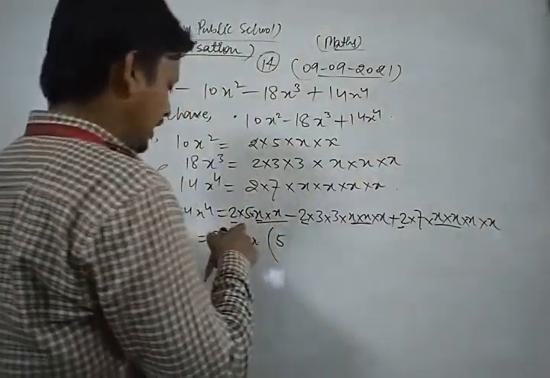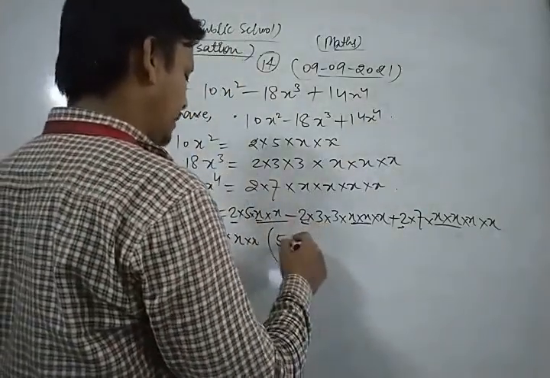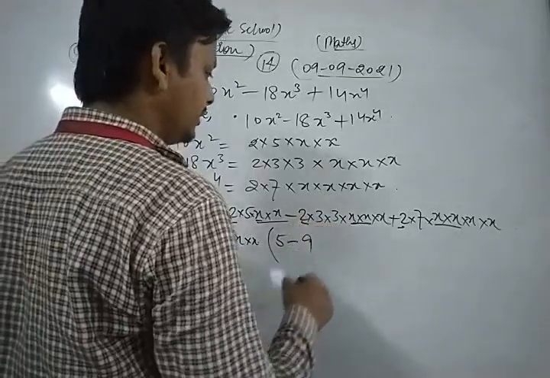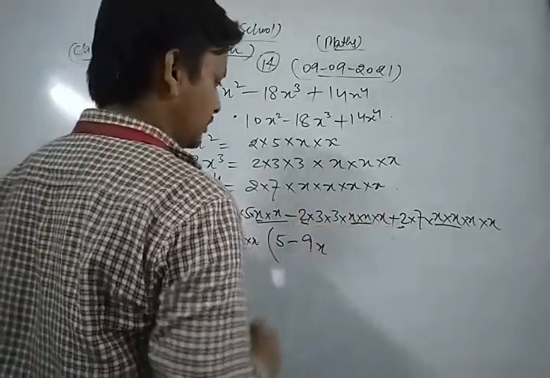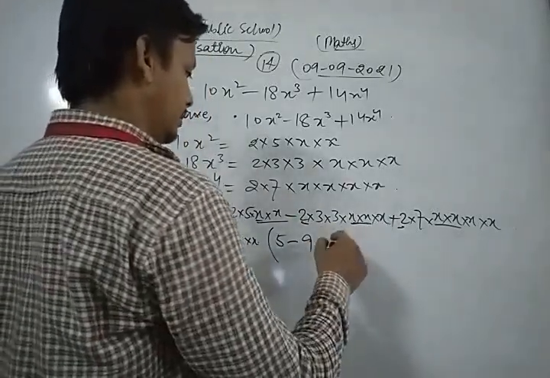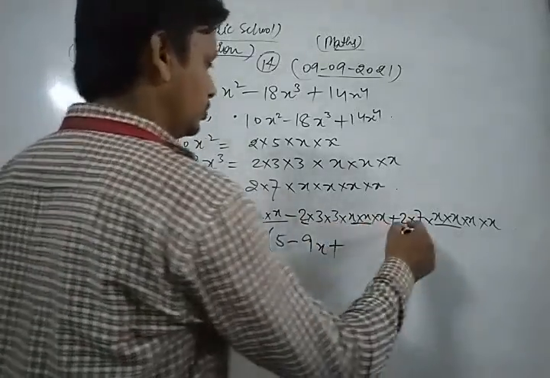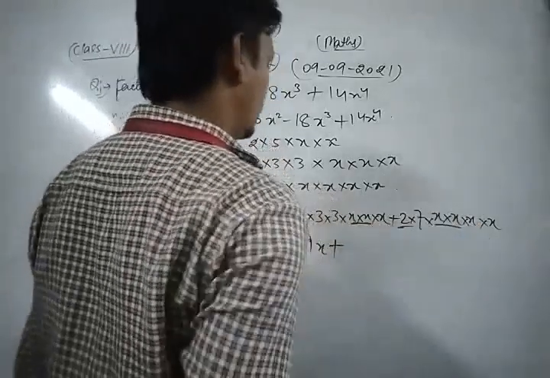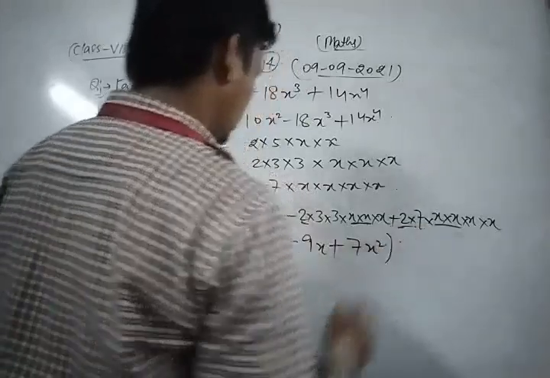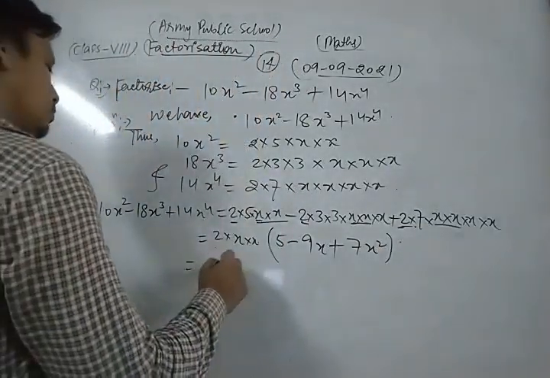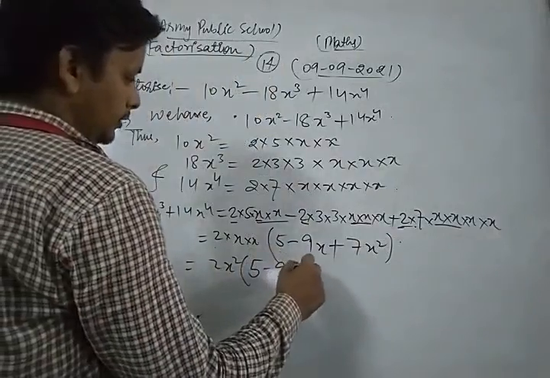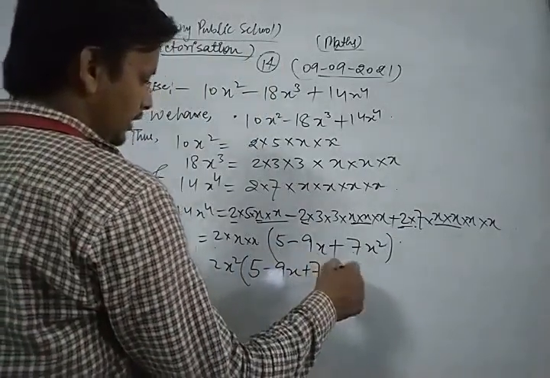You can write 5 only here, and here minus 3 into 3, this is 9 into x. 1x is left in that term, and plus 2, and 2x is taken common, so 7 into x square. So we get here, friends, 2x square in bracket 5 minus 9x plus 7x square.